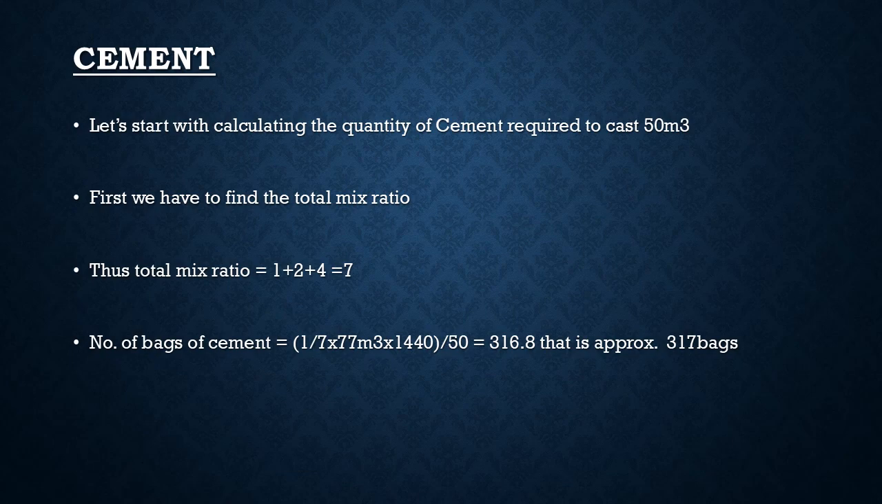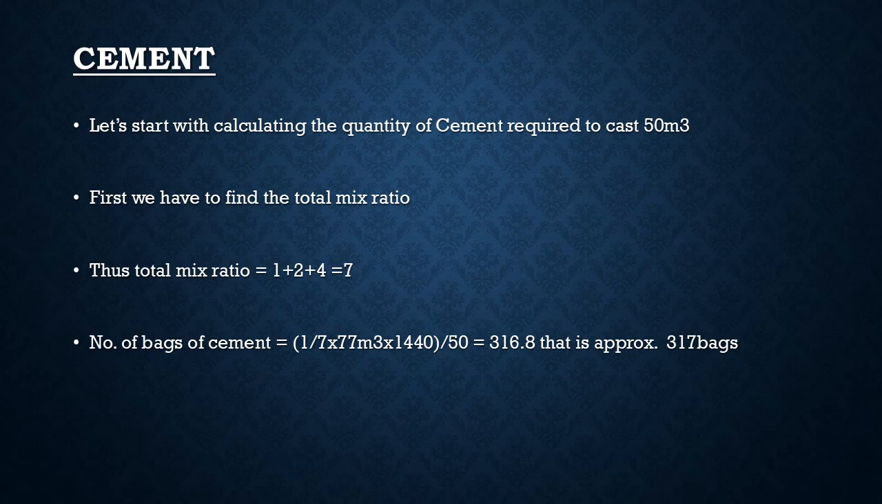You have to first find the total mix ratio. Thus, total mix ratio equals 1 plus 2 plus 4, and that gives you 7. In order for you to get the total number of bags of cement, it is equal to 1 over 7, which is the total mix ratio, times 77 cubic meters, which is the increased volume of concrete, as earlier explained, times 1440 kgs per cubic meter.